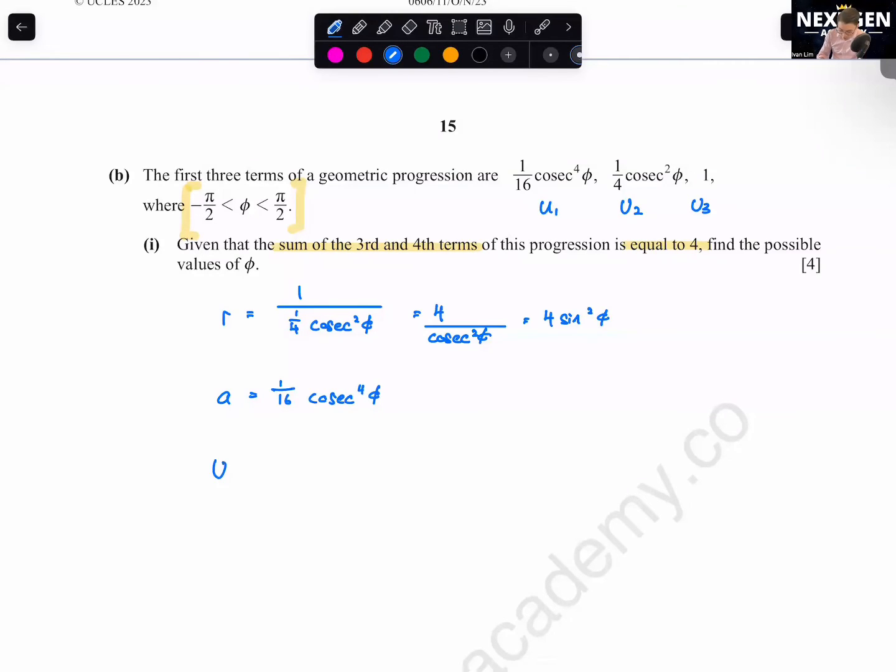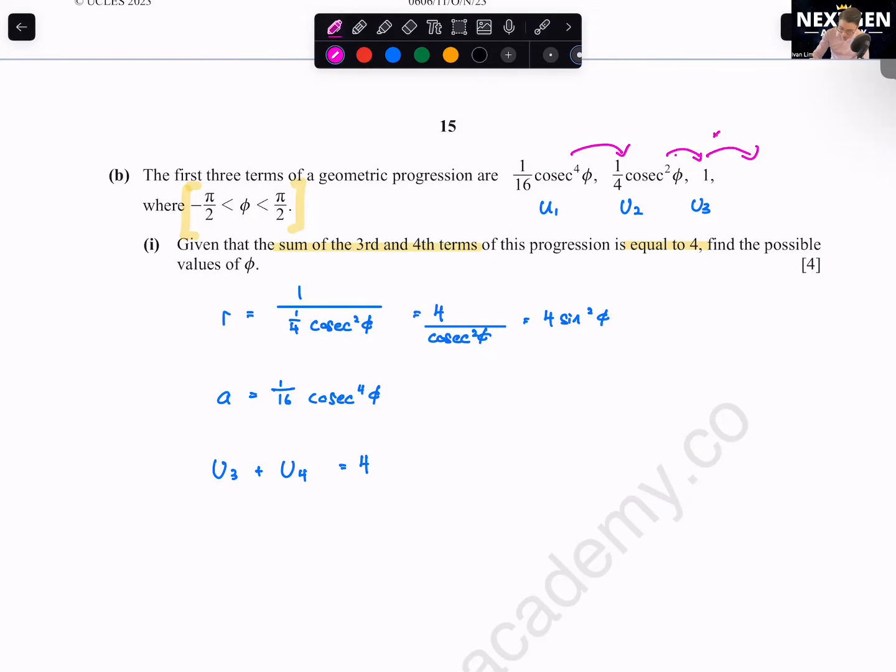We want to find term 3 plus term 4 is equal to 4. I already got term 3. Actually I don't even need the A, but the A is written already. How do I find term 4? So I got U1, U2, U3. Do I need to put into AR to the power of n minus 1? In this case, actually don't need, because you look at the pattern here, your third term is already 1. So it's easy for you to find. Now your R is 4 sine square 5.